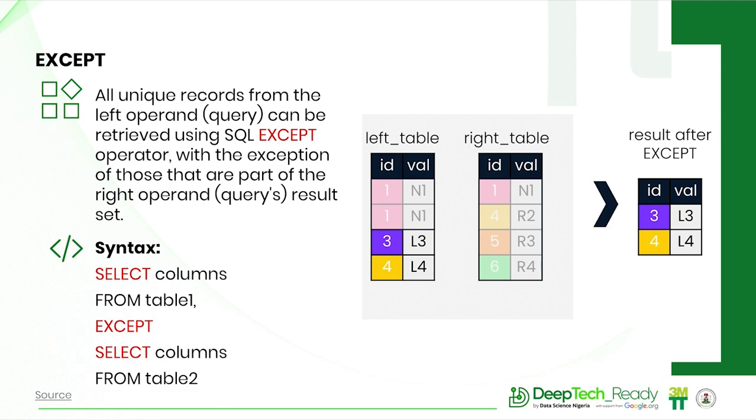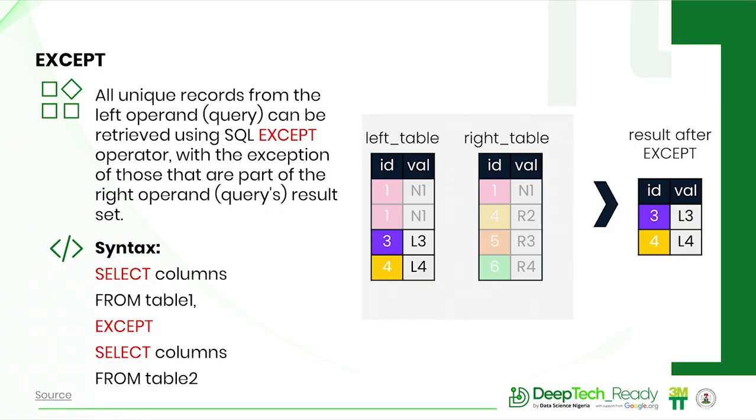So for the syntax of the except, we have SELECT, you specify the columns from the table that you want, and then you use the EXCEPT keyword, and then you also select the second columns from the second table that you want, and you indicate the table that you want. From our own, it is table 2. So we have an image illustration for us to explain further how the except works. So we have table A, which has ID and value, and we have the left table, and we have the right table.